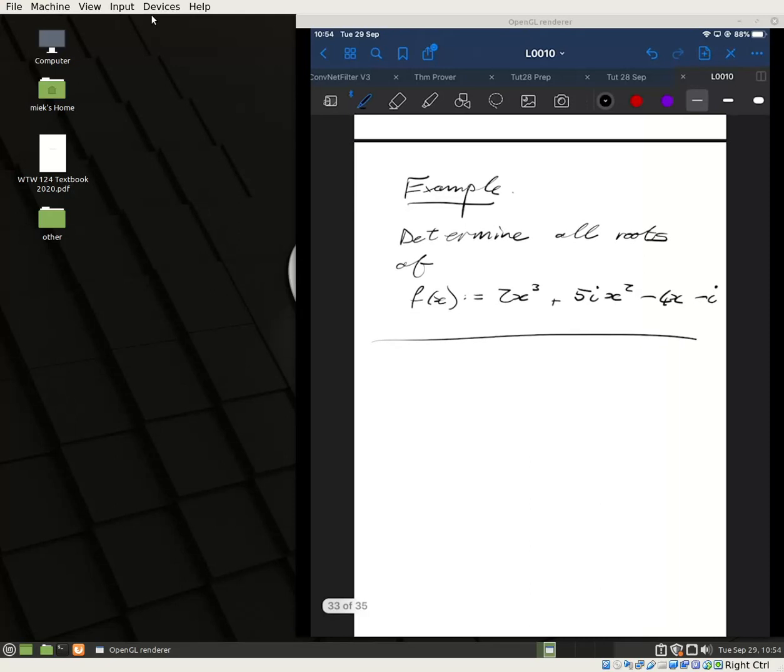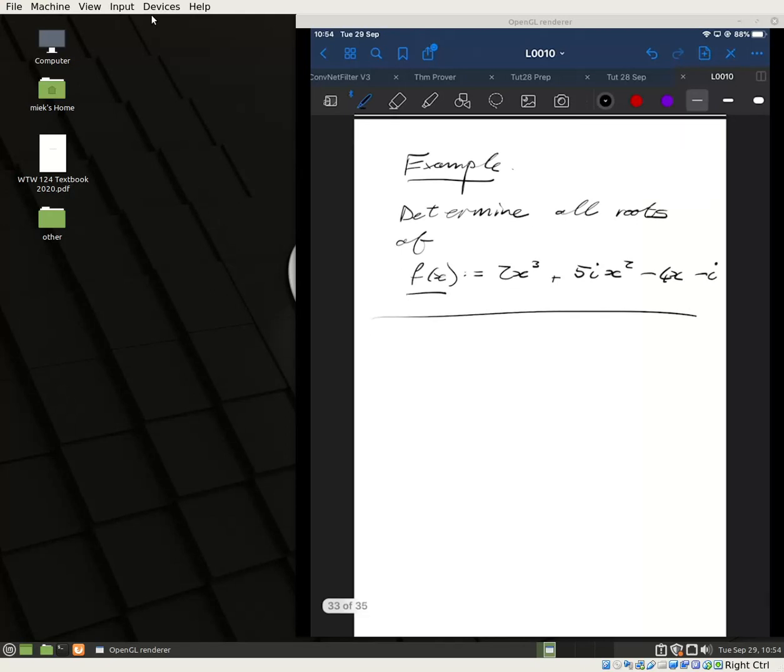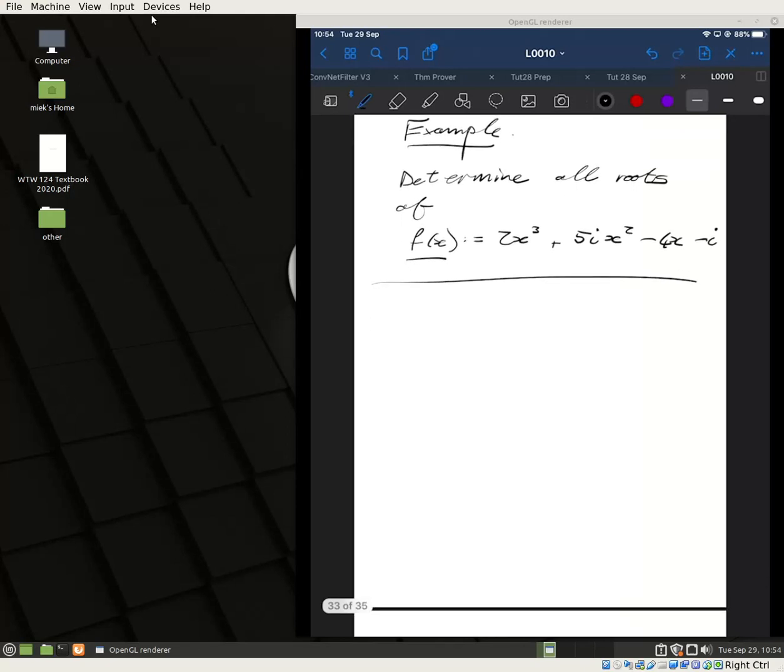Let's take a look at this example. We want to determine all the roots of the following polynomial. Okay, so the first thing we notice here is that our polynomial is over C. So that means if we find a complex root, that does not necessarily mean that the conjugate of the root is again a root. So just be careful.